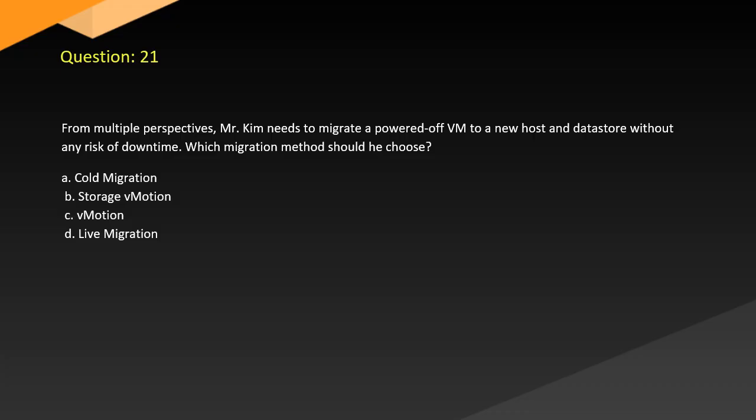Question 21. From multiple perspectives, Kim needs to migrate a powered-off VM to a new host and datastore without any risk of downtime. Which migration method should he choose? A. Cold migration. B. Storage vMotion. C. vMotion. D. Live migration.